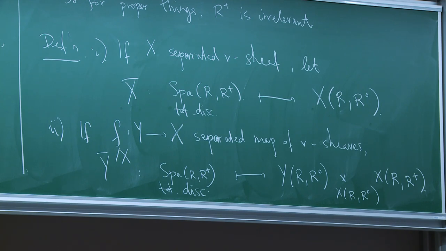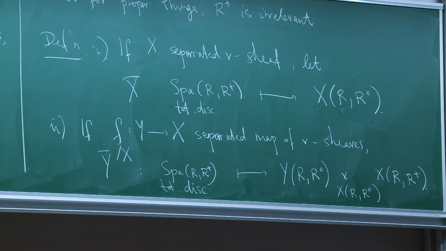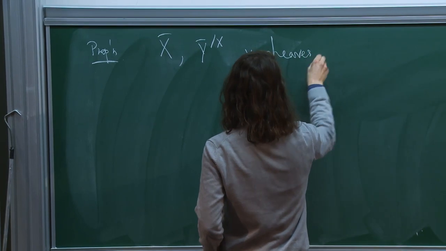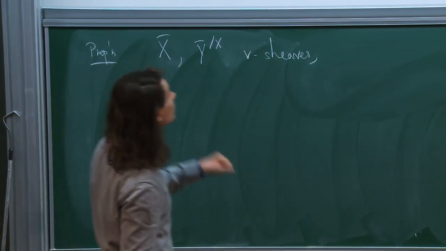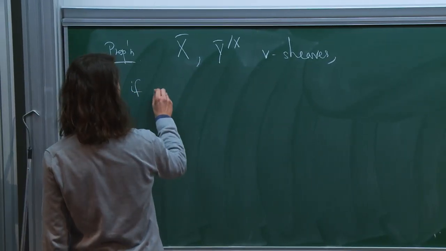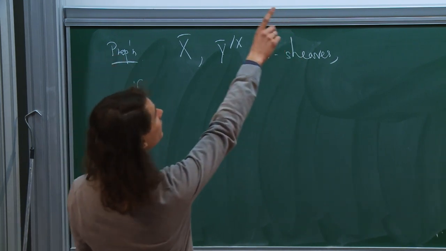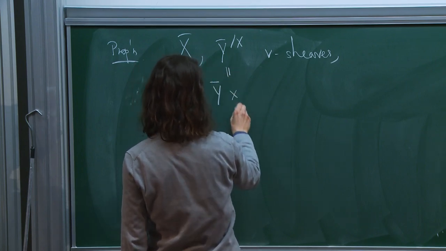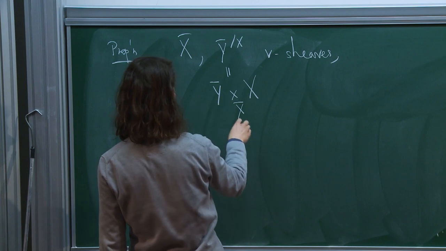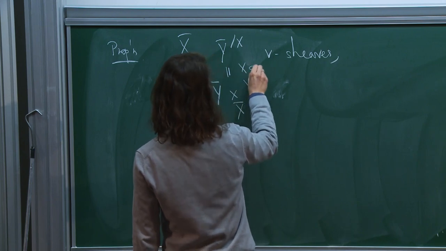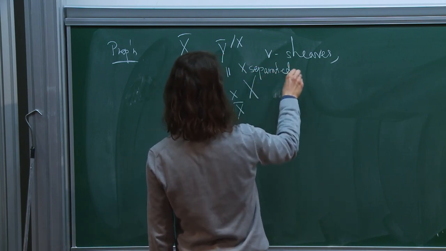Right, so that's a proposition. So that x bar, or also this y bar over x, are V-sheaves. If x is also separated, sorry, I mean, in the second case, I don't assume that x is separated. But you can compute this as some kind of relative guy. So it's an absolute compactification of y over the absolute compactification of x, if x is separated. So that this makes sense.